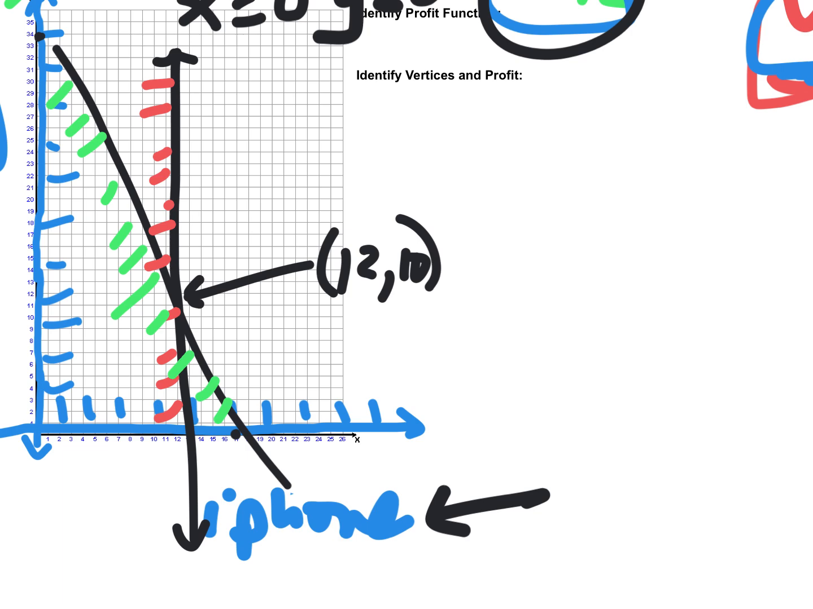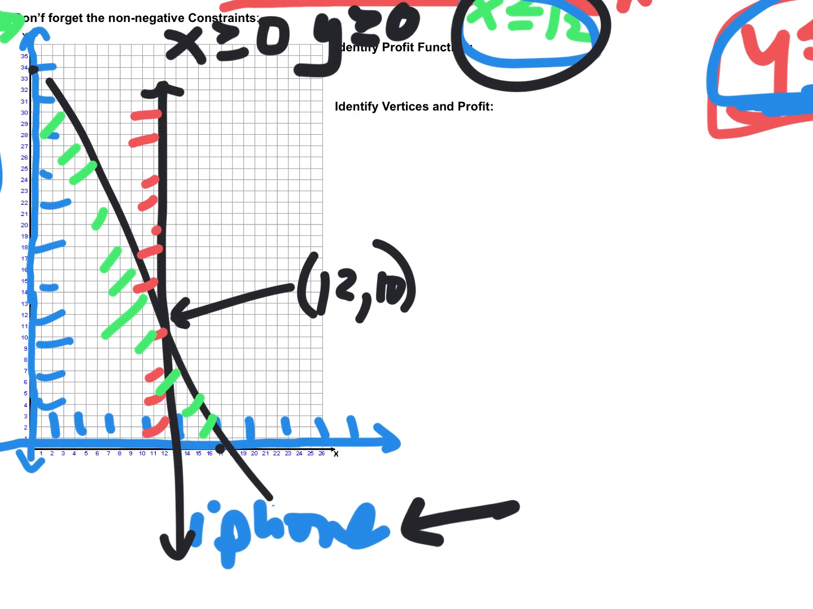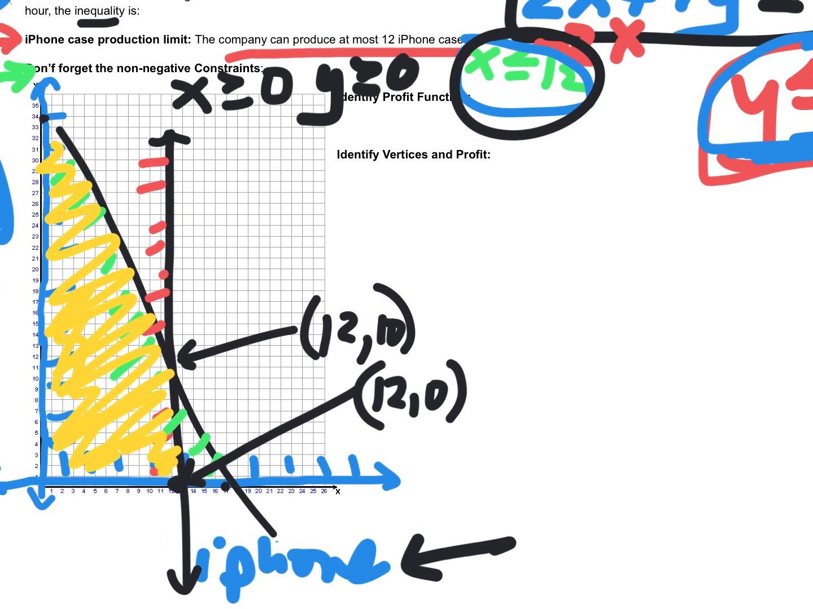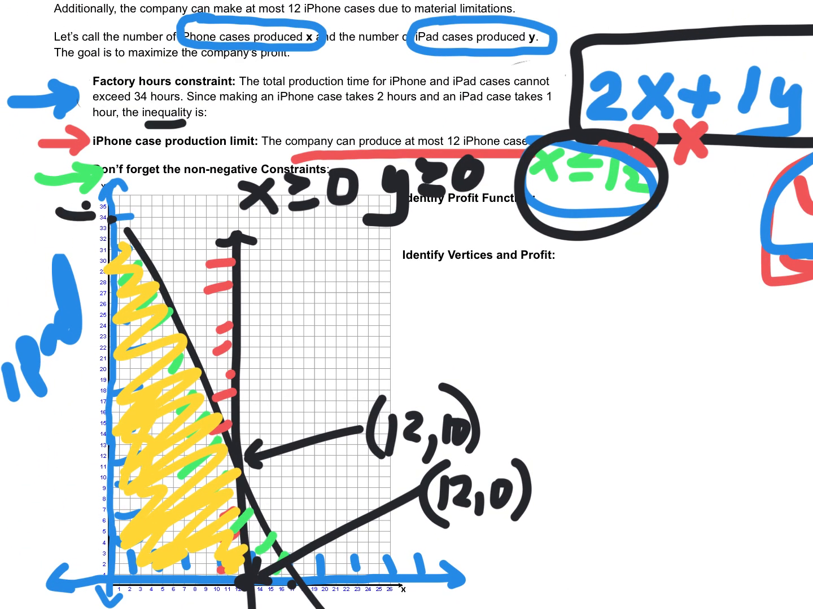And my final answer is, I'm going to shade it in yellow. That shape. The most profit will come from the vertices. One of them is 12, 10. One of them's down here at, I think it's, can anybody verify 12, 0? That corner down there? Yes. Okay, thank you. And then the last corner is pretty easy because it's where we started, right up there at 34. So that's 0, 34.